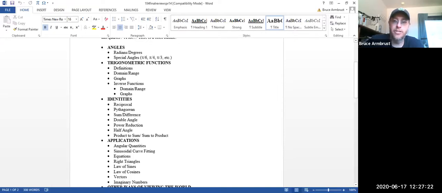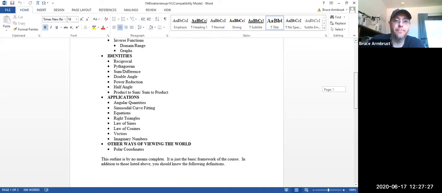And then we had the big chunk that was applications. So let me move this up a little bit. We had the angular quantities. What I mean by that is the arc length, s equals r theta, and the angular velocity, that was the omega, the curvy w thing. Then the curve fitting, and solving equations. Remember with equations, there's a difference between all solutions and just those in an interval. So watch out for what I'm asking for.